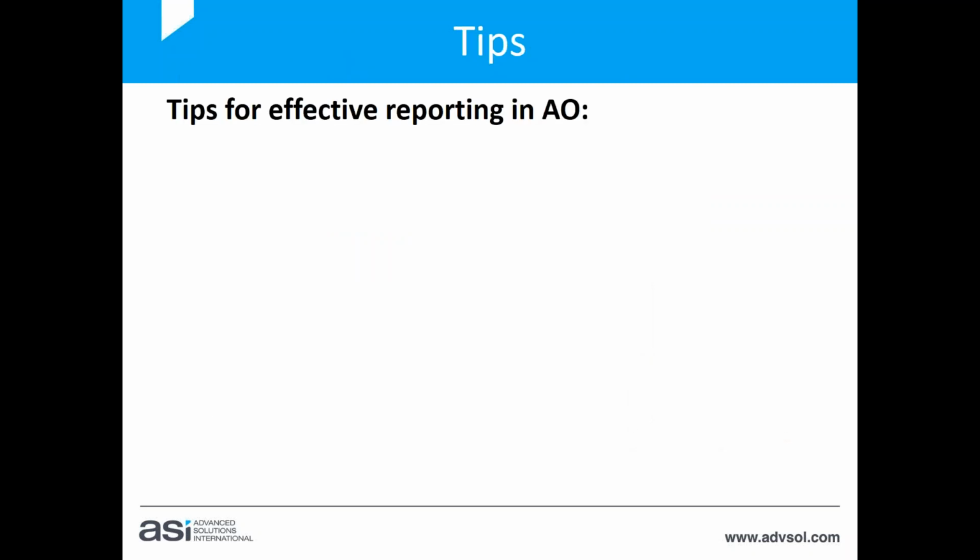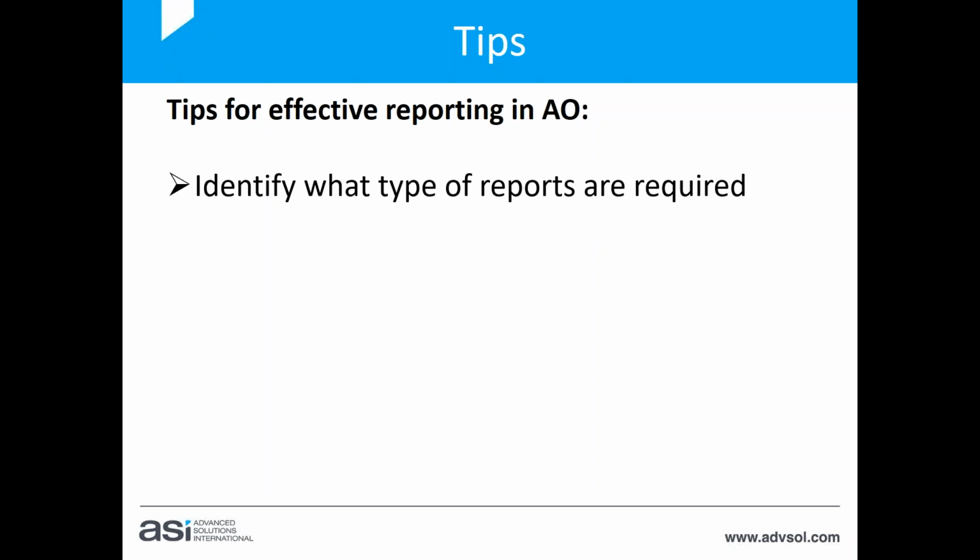So that's all for reporting options. It's probably a minefield of information for you all. So hopefully you do go away with some additional information to pull in some of that data that you're looking for. But some of my tips for effective reporting is, one, identify what type of reports are required first. If you know what you're trying to pull out of the system, it makes it easier to put that information into Association Online.